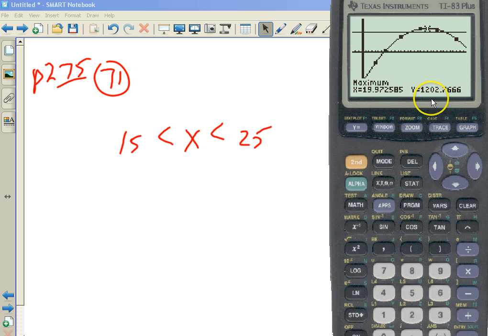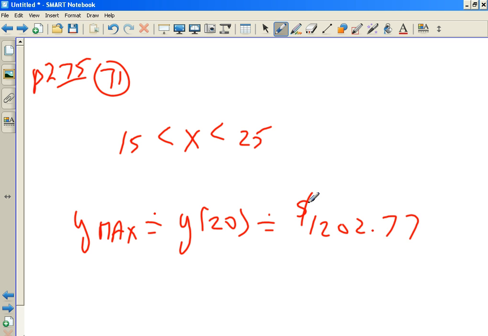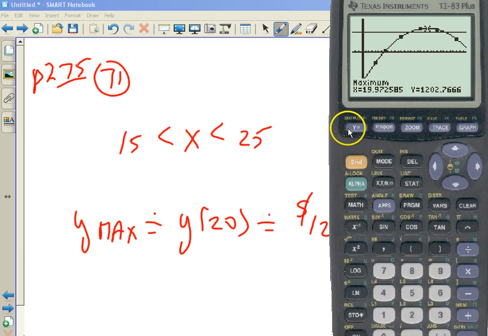So your maximum profit is, remember this is dollars and cents. So how do you round this off? I usually round this off to 3 places, right? But in cents, you round off to 2. So it'll be $1,202 and 77 cents. If you sell, how many? This is almost 20. So let's make it 20. Okay? So, let's see. Y max is approximately Y of 20, which is approximately $1,202.77.